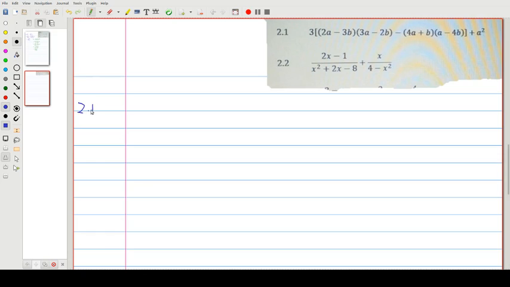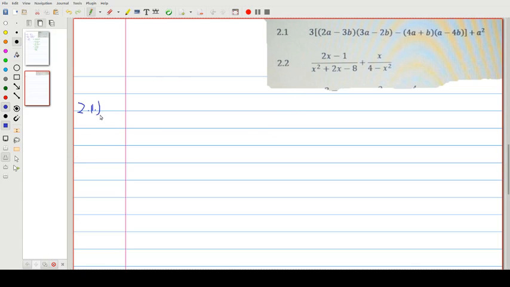2.1. This is a big long one. Again we need to simplify. I don't think simplification is a nice term because it can mean expand or it can mean contract by factorizing. But anyway, this one we'll just expand and see if we can factorize again later.